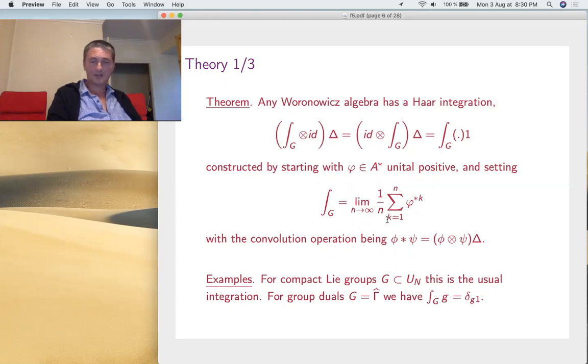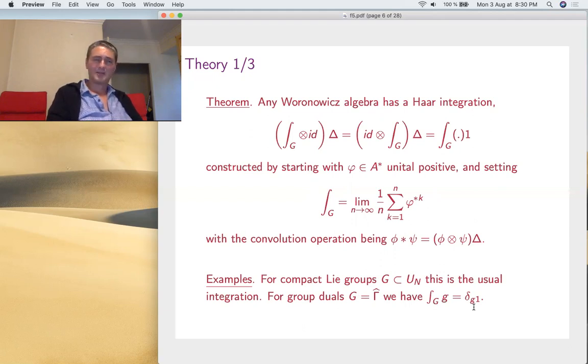Now in the general case, it's the same. So examples, of course, for usual groups, that's usual uniform integration. For group duals, now that's something very simple. The integral of a group element, these guys span everything, so it's enough to specify the integral of group elements, which is just this Kronecker symbol: 0 if g is not 1, and 1 if g is 1.